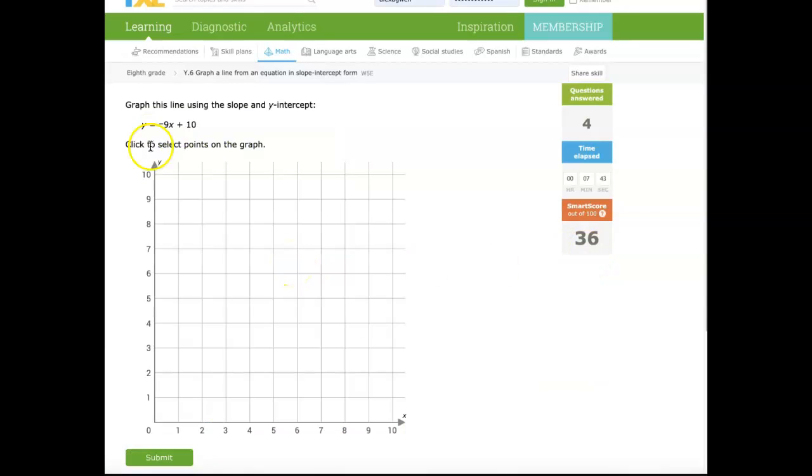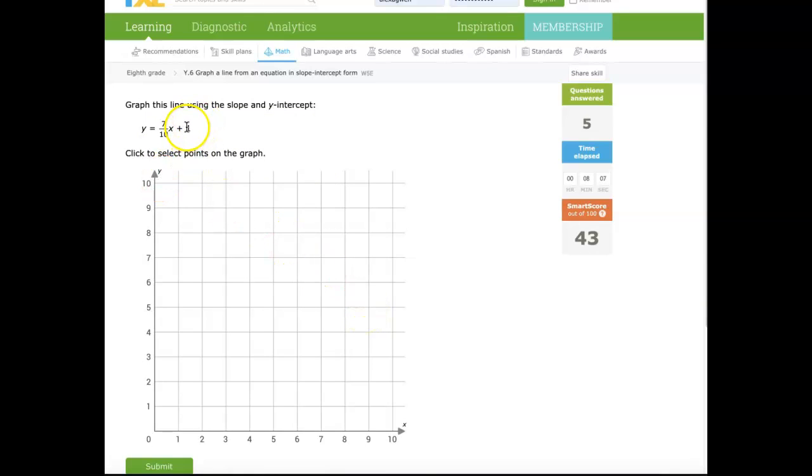All right, here's a negative slope, so this is going to be a little bit trickier. We start with 10, and this one is negative, so I'm going to rise before I run. So I go down 9, all the way down to 1, and then over 1. So that's a negative slope, down 9 over 1.